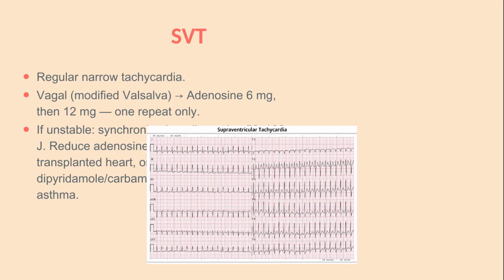If the patient is unstable, hypotensive, altered, or in ischemic pain, skip the drugs and perform synchronized cardioversion. After conversion, obtain a 12 lead to look for pre-excitation before choosing follow-up.